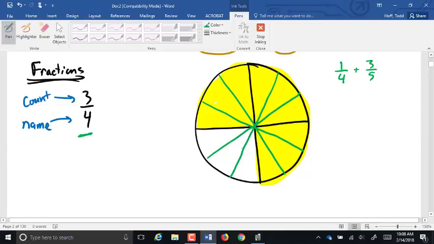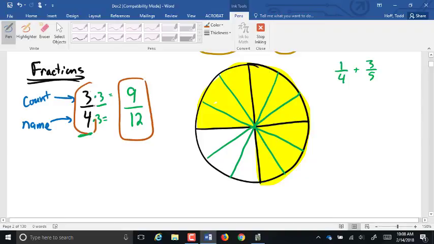Now, how many pieces does it take to make that whole object? There's 12. We had 4. We cut each of them into 3 equal pieces, so 4 times 3 is 12. How many pieces do we have there in the yellow? 9. We had 3. We cut them each into 3 pieces. 3 times 3 is 9. Do we have any more or less pizza than we did before? No, it's the exact same amount. 9/12 and 3/4 are the exact same amount. It just looks different. The reason that amount didn't change is because of what we did right here.